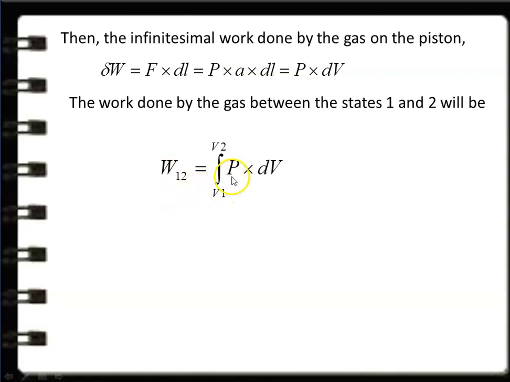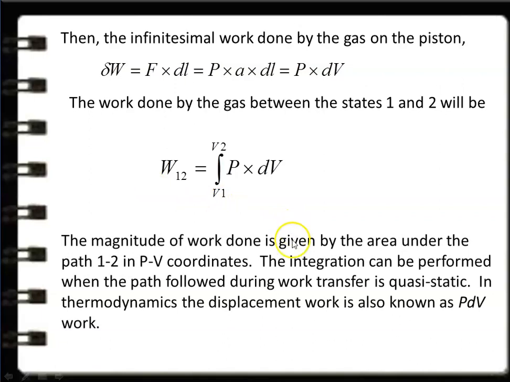And in this equation, there are two variables on the right hand side. One is pressure, another one is volume. So when you know the relationship between pressure and volume, we substitute here and perform the integration, and we can find out the work done. And the magnitude of work done is given by the area under the path 1-2 in the PV coordinate.